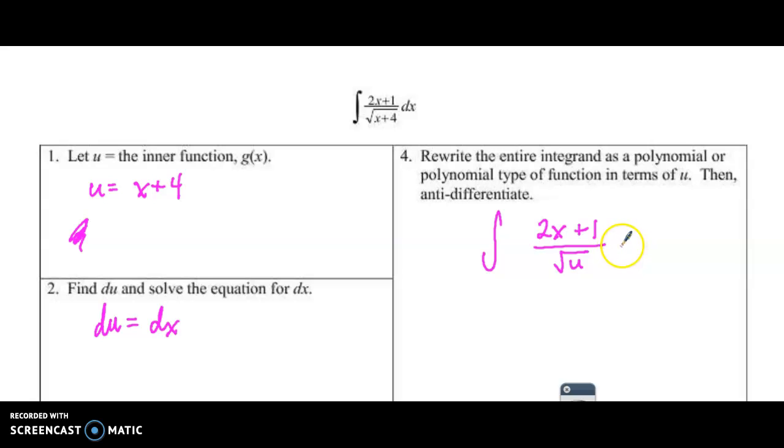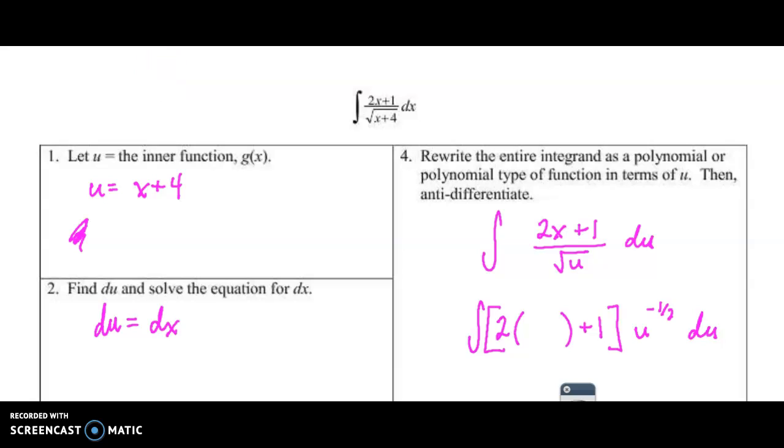And then dx is actually equal to du. But I have x's and u's in my problem, so I need to fix that. And maybe what I'll do at the same time is just take that x out, but also rewrite the square root of u as u to the 1/2 power, but don't forget, because it's in the denominator, it's the negative 1/2 power.